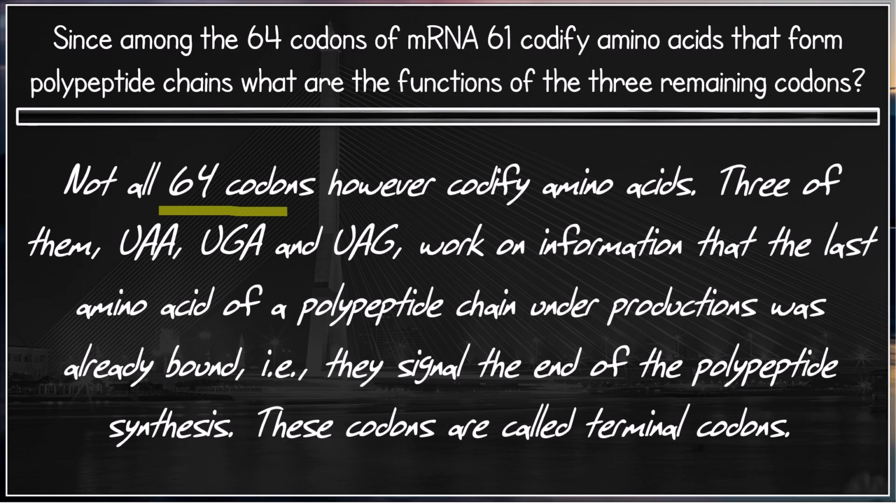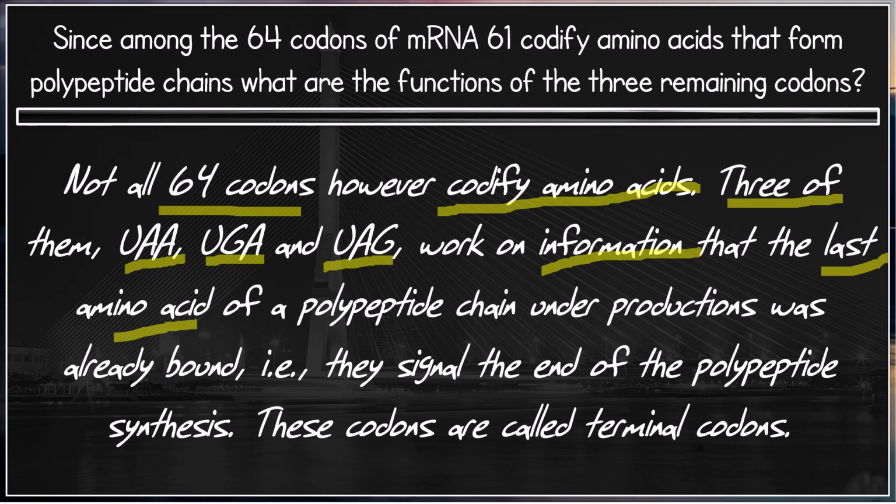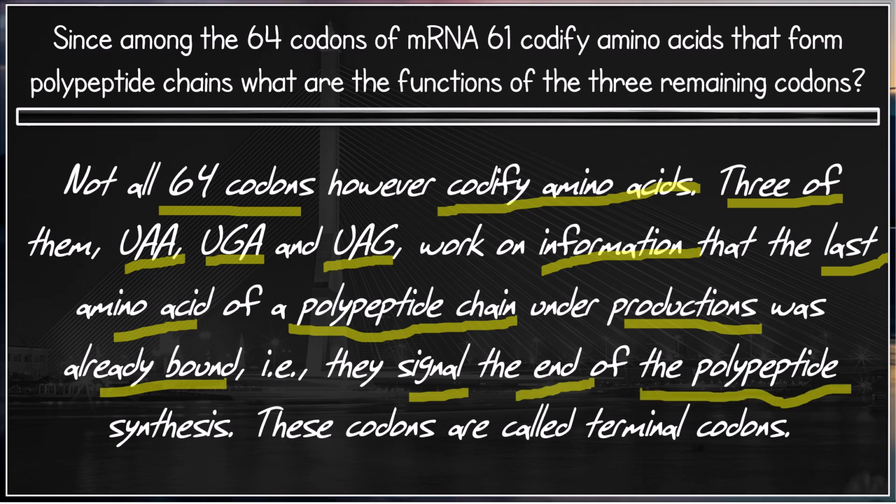Not all the 64 codons, however, codify amino acids. 3 of them, uracil adenine adenine, uracil adenine guanine, and uracil guanine adenine, work as information that the last amino acid of the polypeptide chain under production was already bound. That is, they signal the end of the polypeptide synthesis. These codons are called termination codons.